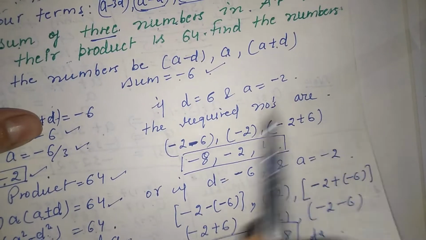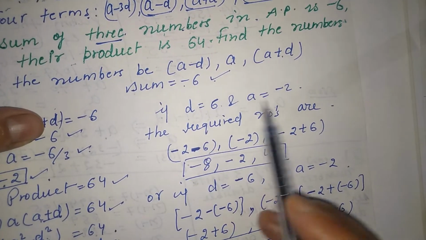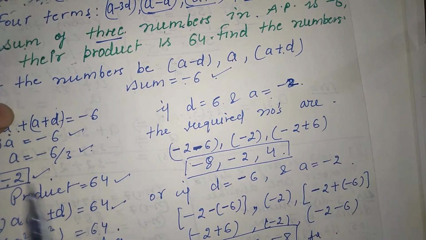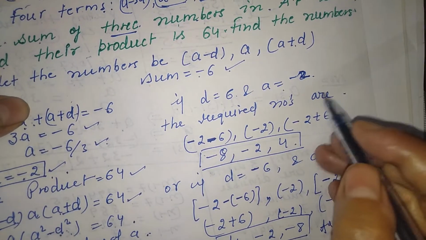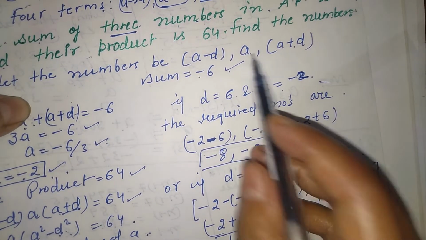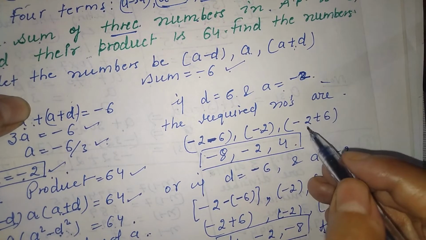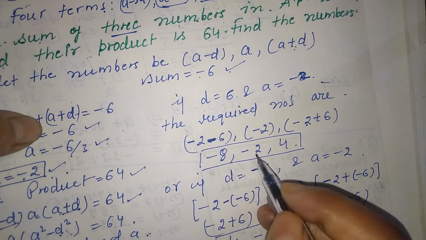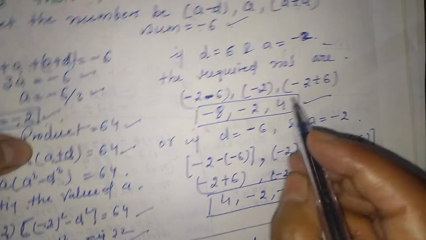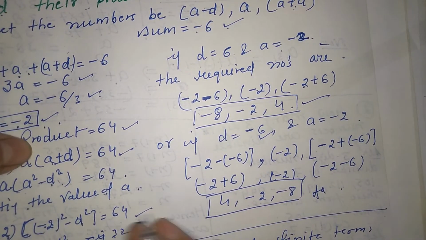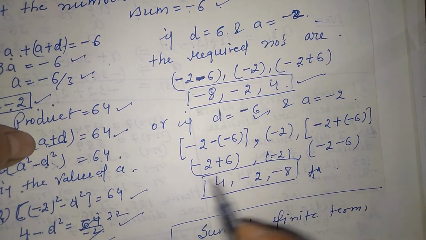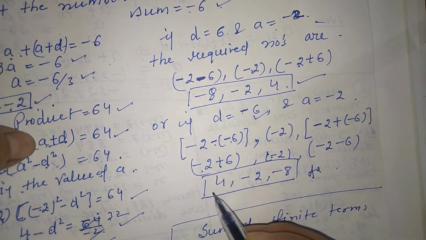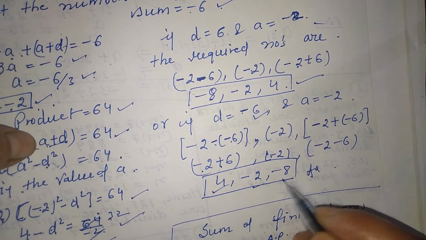Now we have to choose. If d is equal to 6, a will remain the same for both, but d will change, because we are getting a as minus 2. So the required numbers are a, that is minus 2, a plus d, minus 2 plus 6, and a minus d, minus 2 minus 6. So minus 8, minus 2, 4. But if we have minus 6, the order will change. a will remain at the center. On this side, because of this minus sign, minus minus becomes plus. It is 4, minus 2 and minus 8.